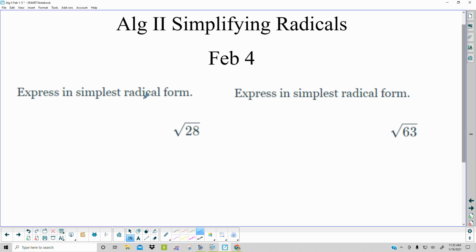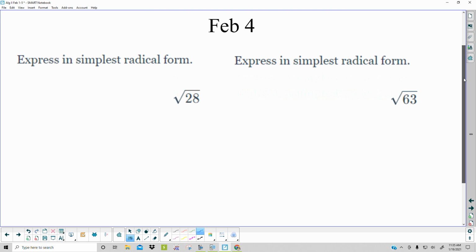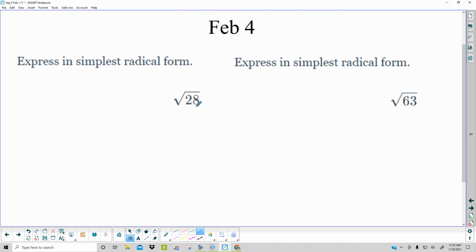Okay, I want to simplify the square root of 28. So how you approach it is, I'm going to look at things that multiply to 28, like 2 and 14, or 4 and 7. If I break this apart into the square root of 2 and the square root of 14, nothing's going to happen. It's still the square root of 2 and the square root of 14.